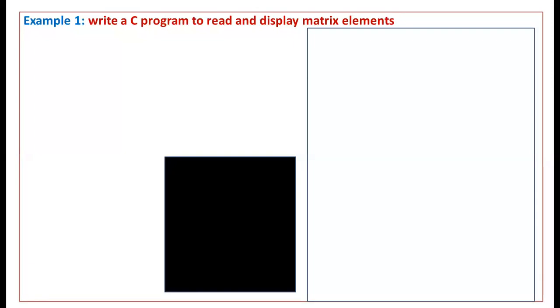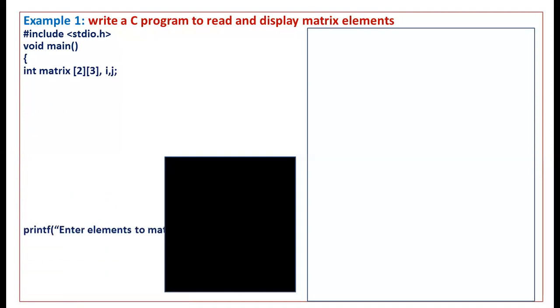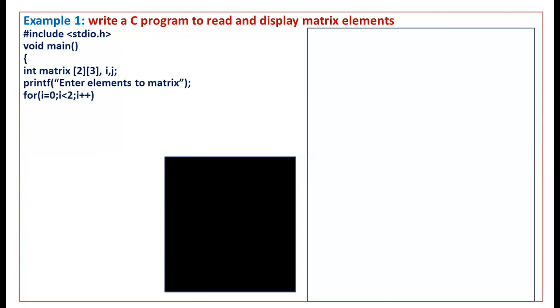We will see another program. It's the same as the previous program, and this program is to read and display matrix elements. Here I have a two-dimensional array matrix, and the size is the same as the previous program, 2 into 3, two rows, 3 columns. Enter elements to the matrix. I need two for loops. Inside that I'll write here not num, it is matrix. Okay, don't be confused here. It is matrix.